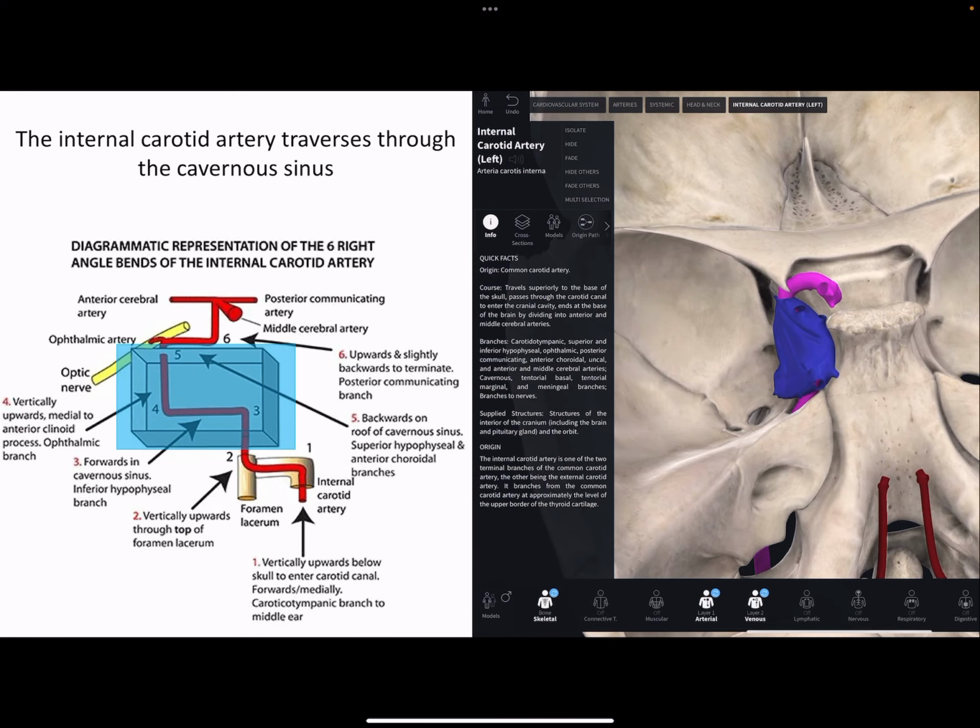So right when it pokes its head up like a groundhog on Groundhog's Day, it's going to poke its head up right into the cavernous sinus. And this is kind of interesting. This is the only time an artery is ever in a venous structure. So that's kind of interesting.